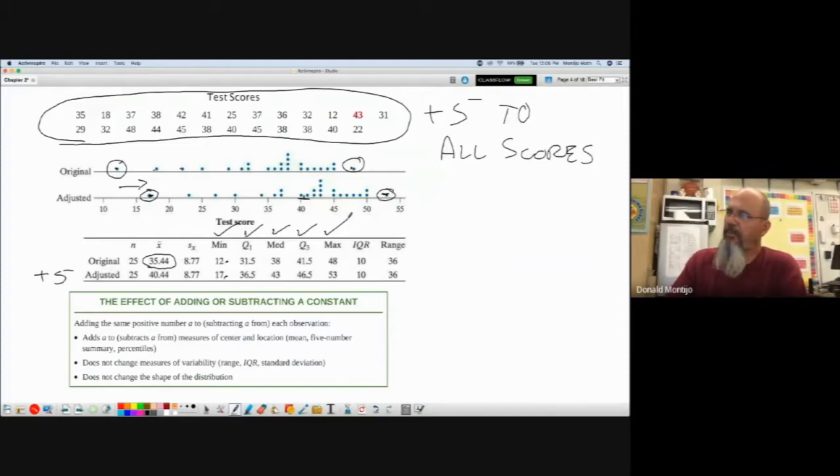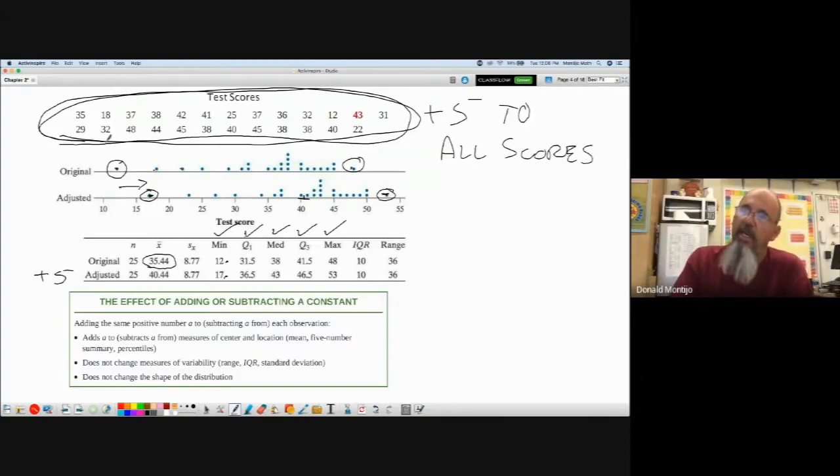So this is called the effects of linear transformations. If I add a constant to every single term up here, what happens? Well, that's what we just reviewed. We could add 5 to every single student's test score and then redo all the work again. That's too much work. So knowing the effects of adding or subtracting a constant is going to make our lives much easier.